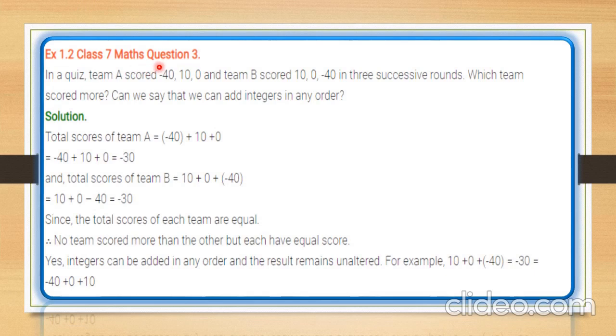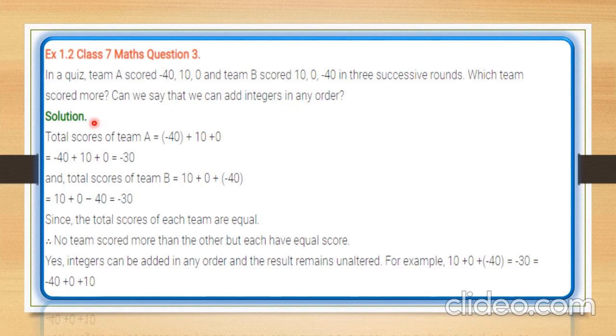So question number 3. In a quiz, team A scored minus 40, 10 and 0, and team B scored 10, 0, minus 40 in 3 successive rounds. Which team scored more? Can we say that we can add integers in any order? So let us see the answer.